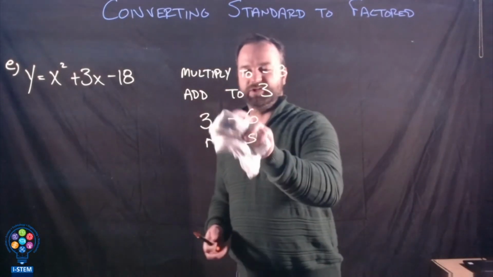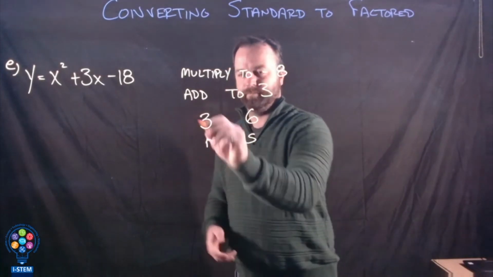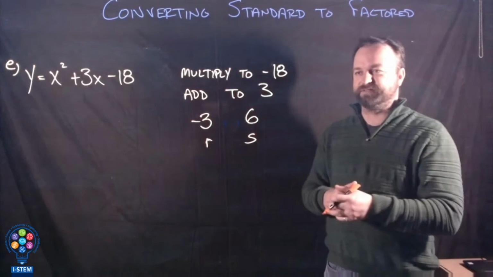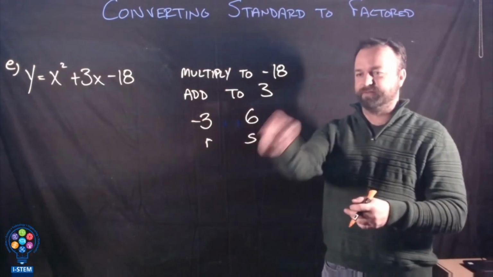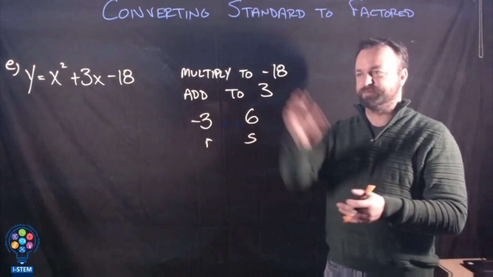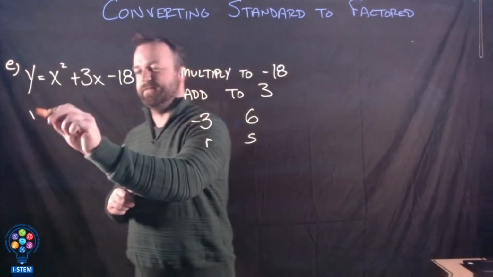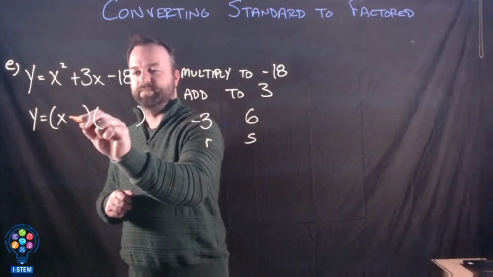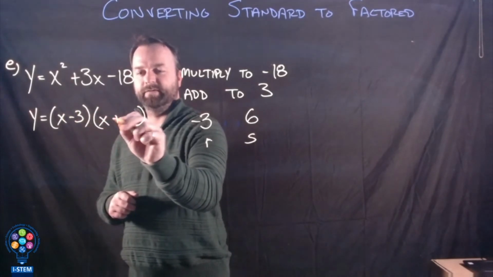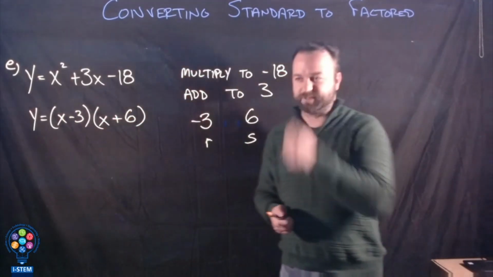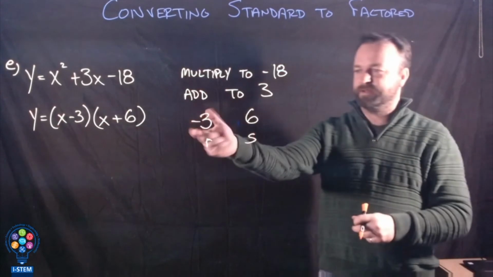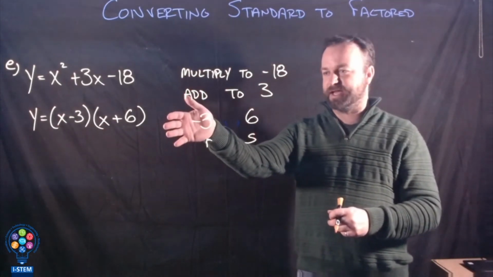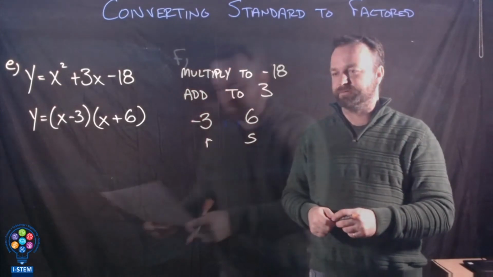So let's switch this around. Negative 3 times positive 6 is negative 18. Negative 3 plus 6 is positive 3. Well, that lets us factor this. X minus 3 is our first factor, and x plus 6 is our second factor. It doesn't matter what order you write those factors in either. As long as you're consistent with the signs, you're good.